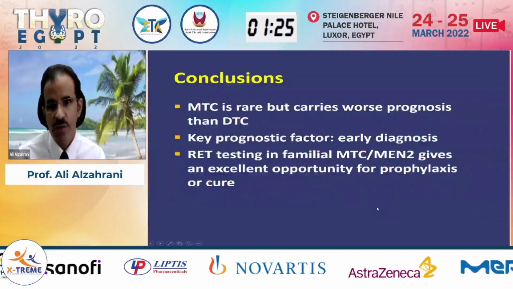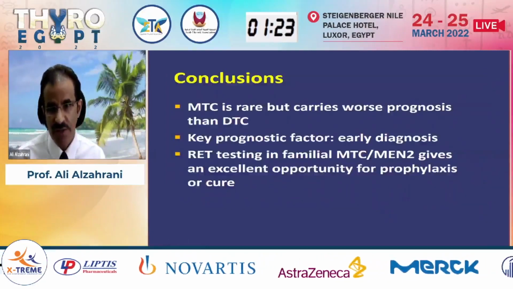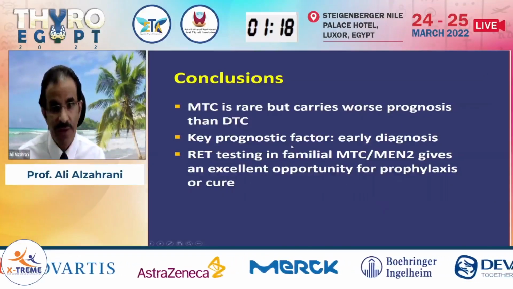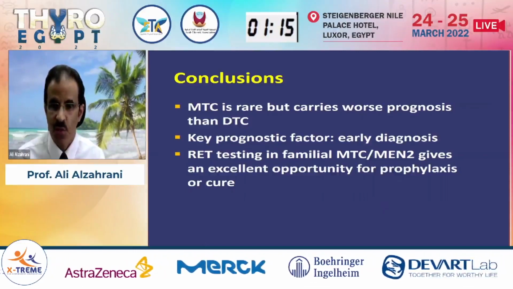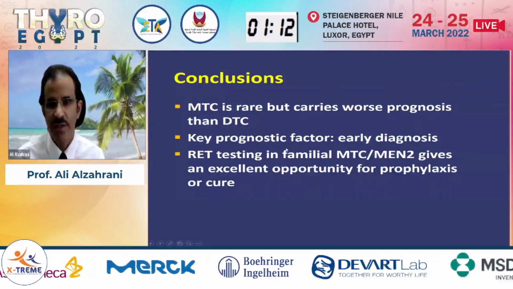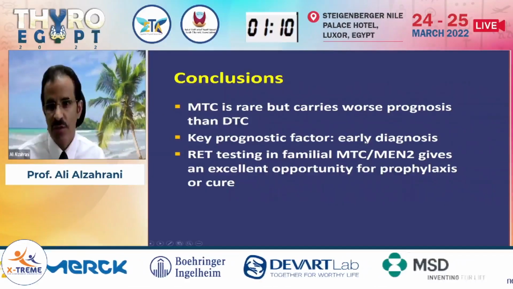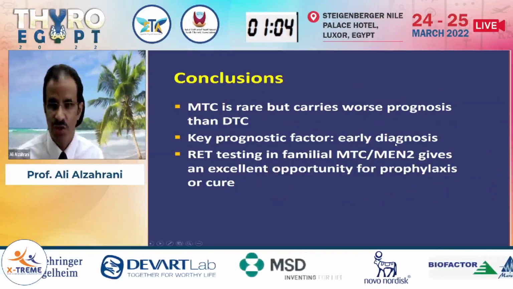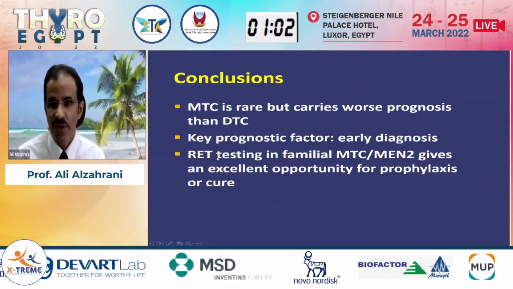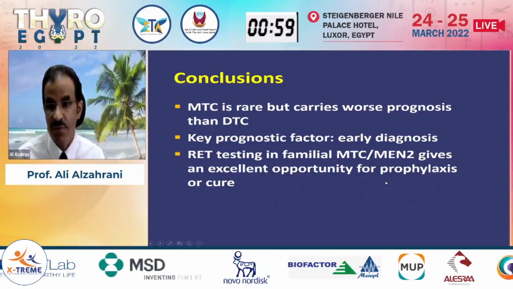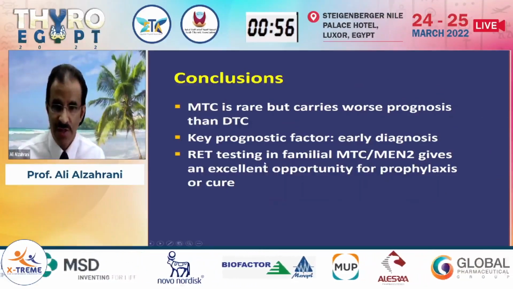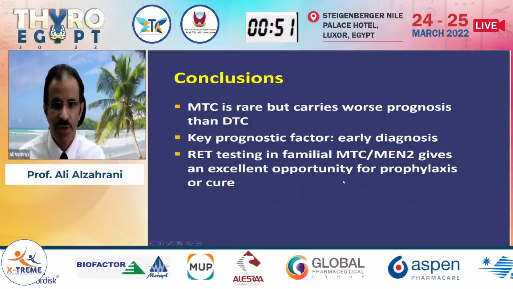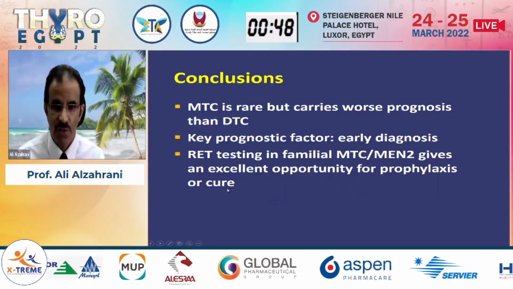So to conclude, medullary thyroid cancer is rare, but it carries a worse prognosis than differentiated thyroid cancer. The key prognostic factor is really early diagnosis. If you want to cure or control medullary thyroid cancer, you should strive to diagnose it as early as possible and treat it as early as possible. The treatment is surgery and complete surgery. However, of course, when there's metastasis, we have to resort to drugs. RET testing in familial medullary thyroid cancer and MEN2 gives an excellent opportunity for prophylactic thyroidectomy or cure.